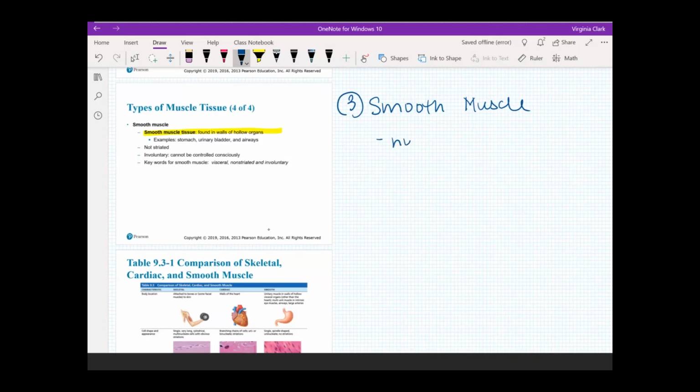This is not striated, so these muscle cells do not have the stripes. But this is also going to be considered involuntary. So you don't actually choose to have your digestive tract or your urinary bladder move things through it. So that smooth muscle is not under the conscious control of you knowing that you want to move it and you making it contract. So it's considered involuntary. So these are the three keywords for our smooth muscle.